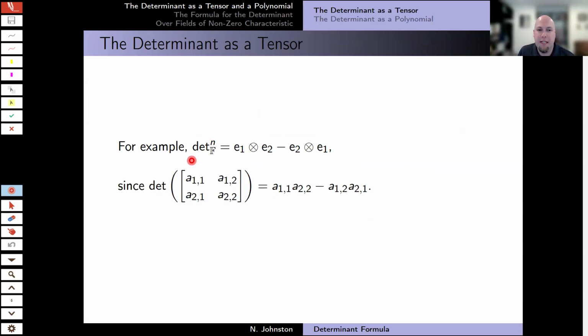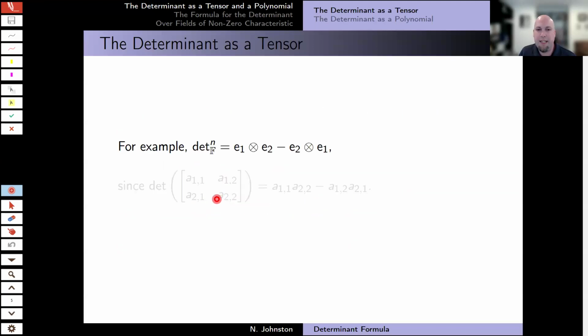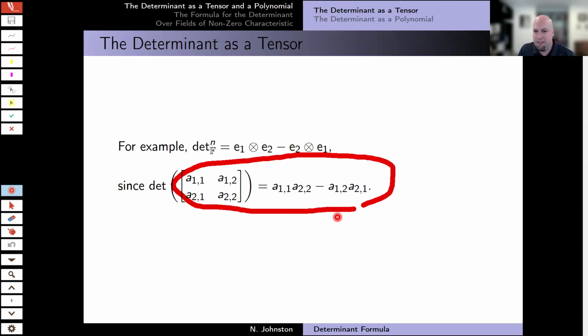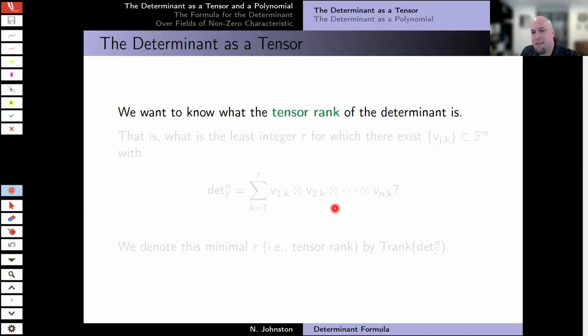For example, this should be a 2 by 2 determinant up here. This is the n equals 2 case. This determinant tensor, if I write out the previous formula a little bit more explicitly in the n equals 2 case, is just e1 tensor e2 coming from the identity permutation minus e2 tensor e1 coming from the transpose permutation. And that's exactly equivalent to writing down everyone's favorite formula for the 2 by 2 determinant.